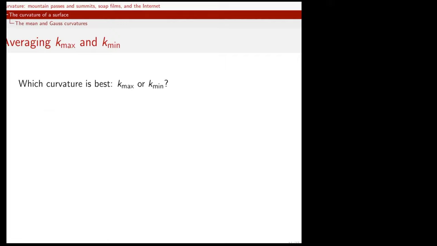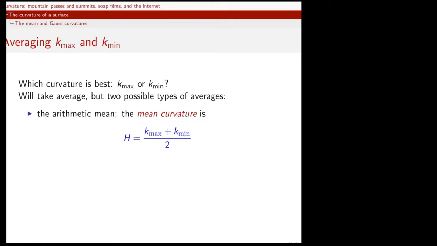Which one should I take? The maximum or the minimum for the curvature? Well, when you hesitate, what you're supposed to do is take the average. So you split the difference, if you want. But in mathematics, there are two types of averages. One is what we call the arithmetic mean. Well, this is just the simple average. So you have these two numbers, the maximum and the minimum. You take the sum and you divide by two.